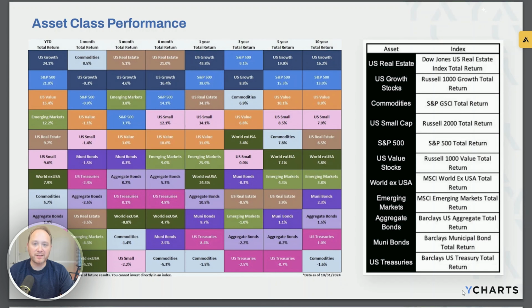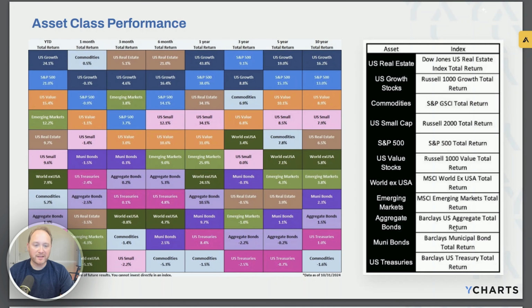They're the ones who provide us with a lot of the tools so that we can do our due diligence when constructing portfolios and making investment decisions for our clients. Now, let's break down how you actually read this chart. So, on the right hand side, you'll see the different asset classes that are represented here in the quilt. So, you'll see US real estate, US growth stocks, commodities, US small cap, and so on down the list.